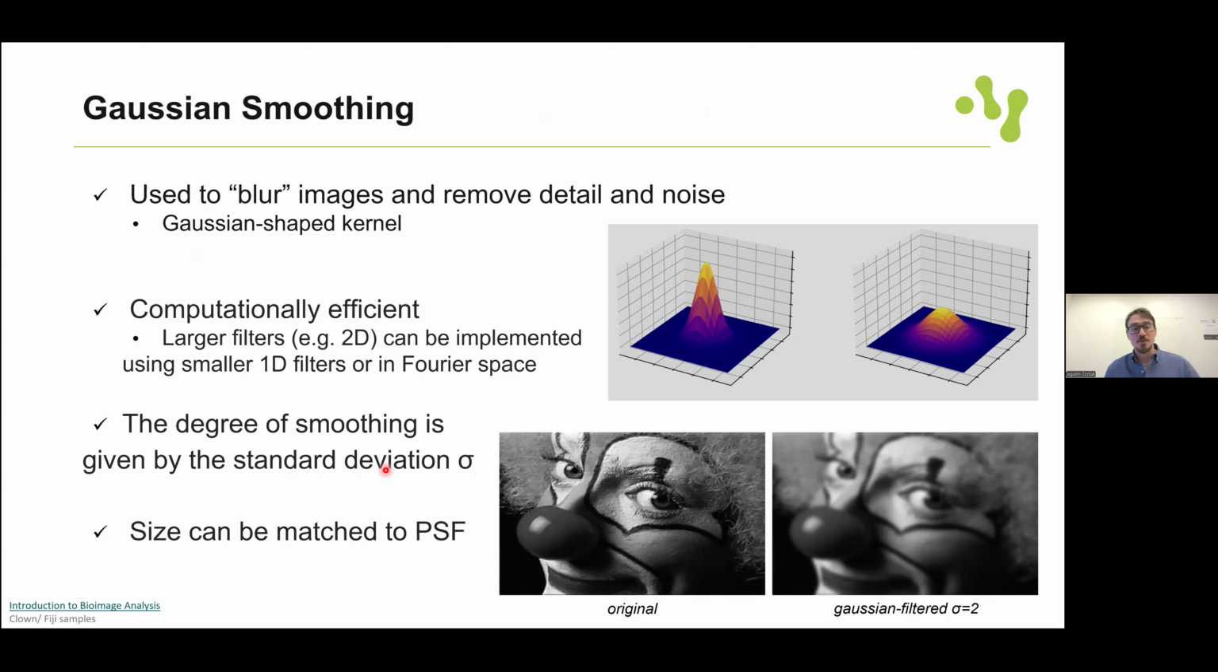What is also very interesting is that you can choose this size in a way to match your point spread function. This way, you're suppressing noise while also using information that you know should be around the same point spread function, so you're not mixing information from different point spread functions.